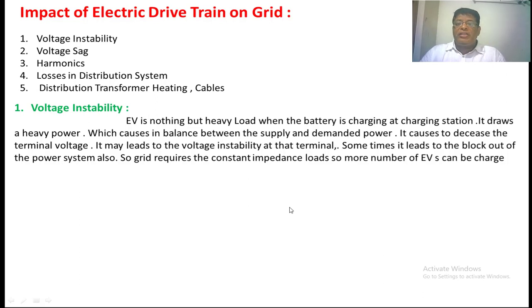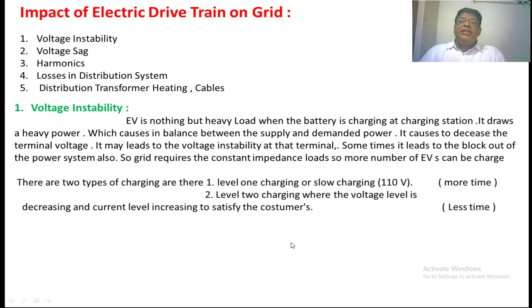Suppose if you take the industrial loads and household loads, almost all of them are constant impedance loads. But when you come to the EV, at the time of starting, it is taking a very high amount of power. So there is a possibility of imbalance between the generated power and the demand power.